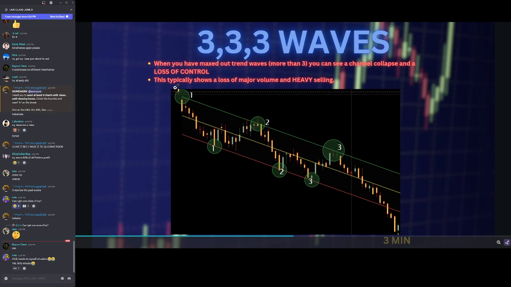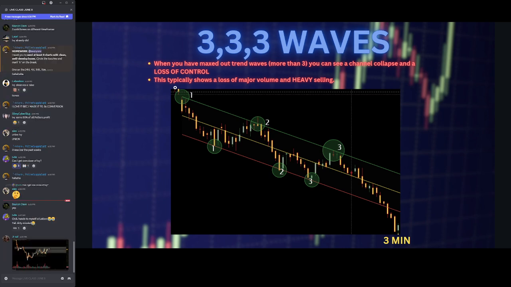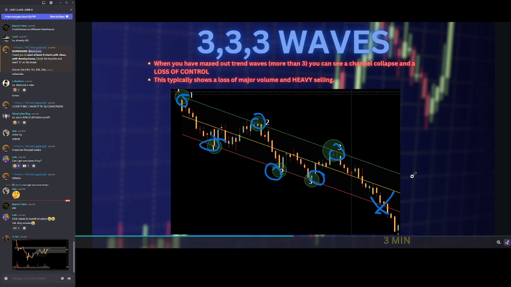When you have maxed out trend waves, you can see the channel collapse and a loss of control. This typically shows a major loss of volume, or a loss of buying volume and heavy selling. And this is a 3 minute channel, lower time frame, that shows the same dynamic and a break.